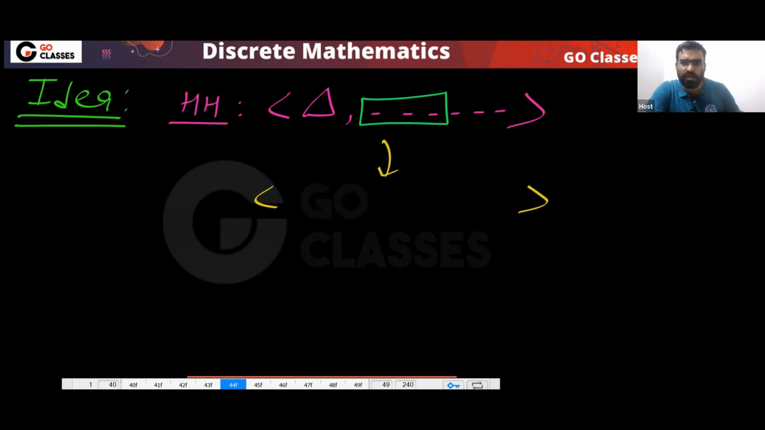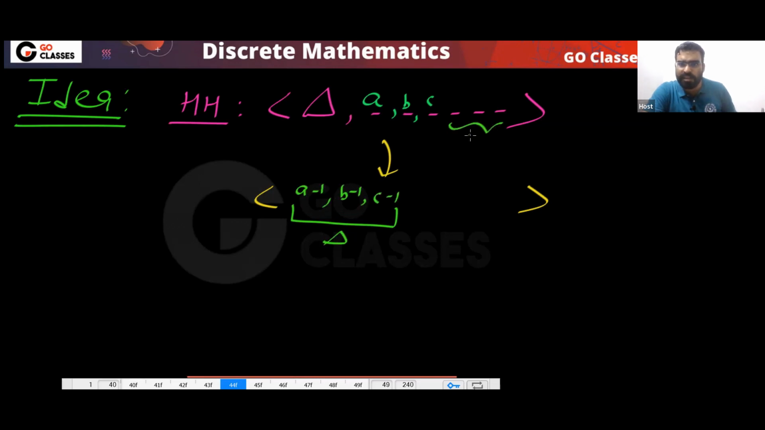Let's say these are your delta vertices, for example A, B, C, and so on. From the next delta vertices you are doing minus 1, minus 1, and so on, and the remaining will be as it is. This is what the Havel Hakimi theorem is doing.